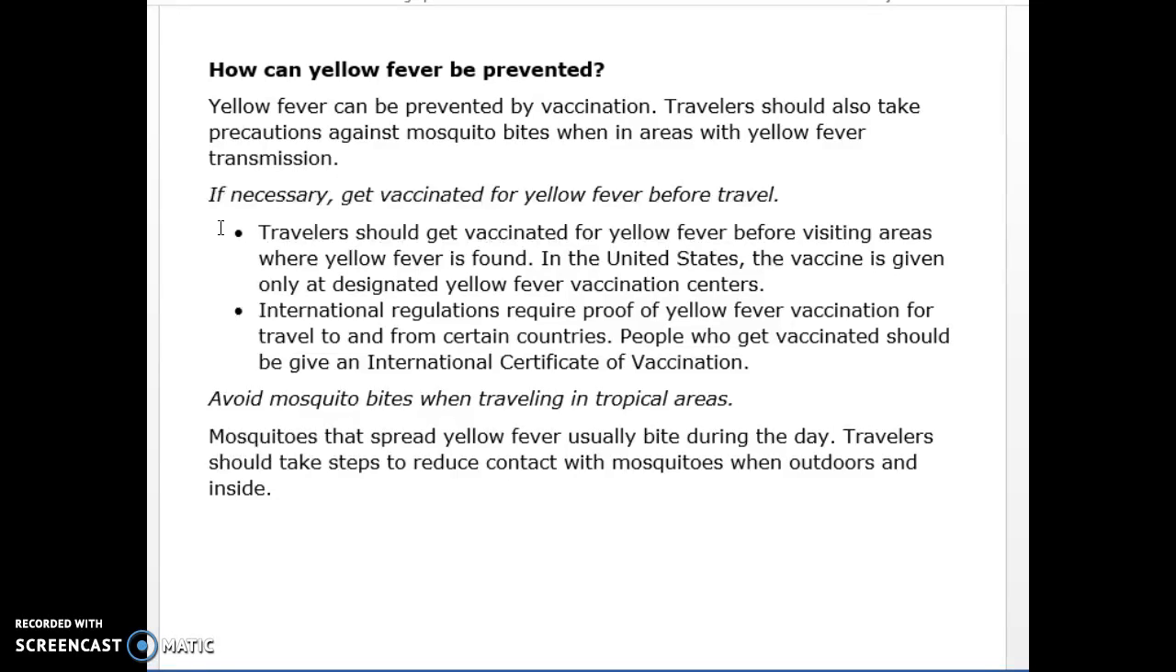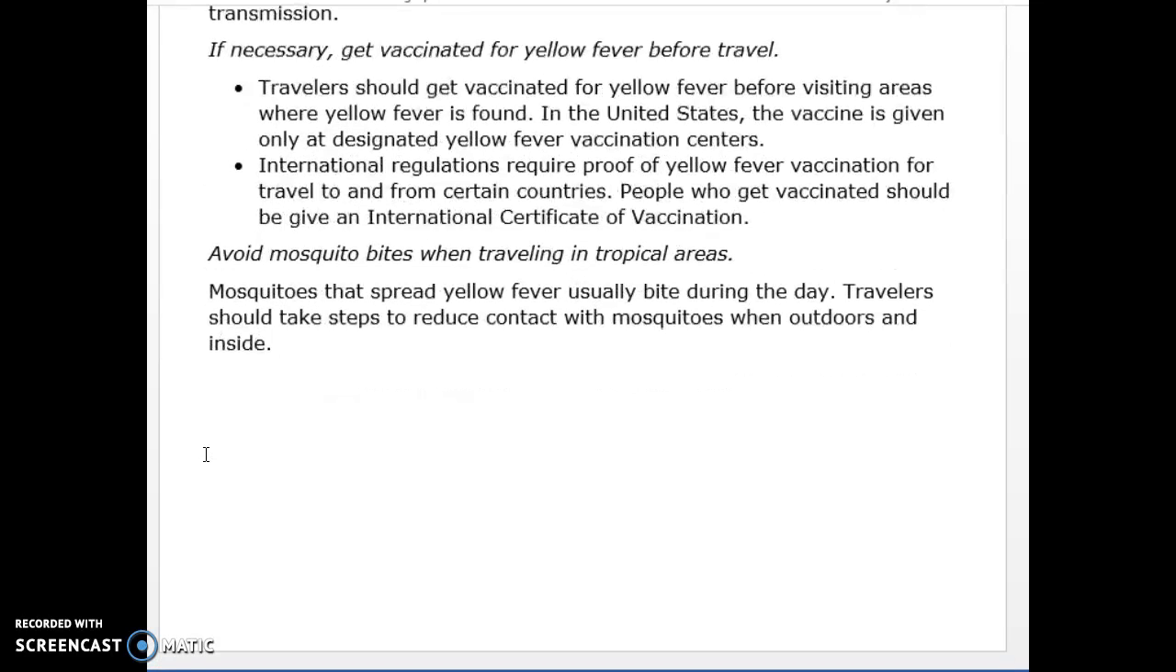In the United States, the vaccine is given only at designated yellow fever vaccination centers. International regulations require proof of yellow fever vaccination for travel to and from certain countries. People who get vaccinated should be given an international certificate of vaccination. Avoid mosquito bites when traveling in tropical areas. Mosquitoes that spread yellow fever usually bite during the day. Travelers should take steps to reduce contact with mosquitoes when outdoors and inside.